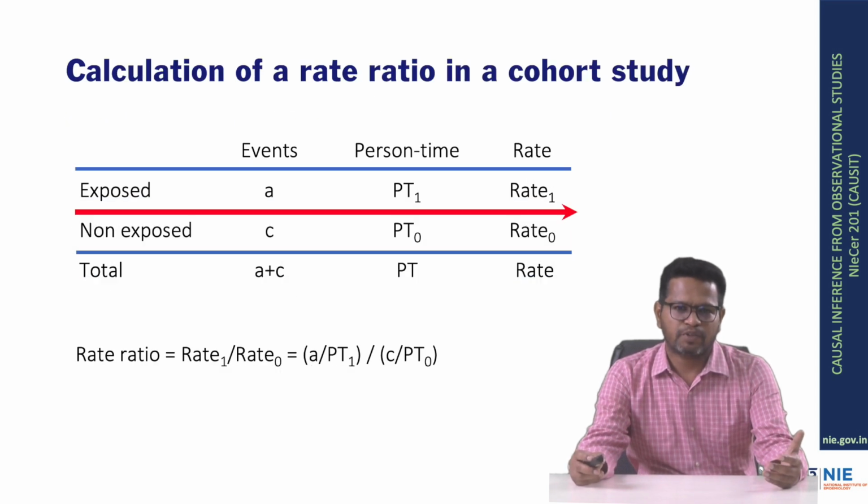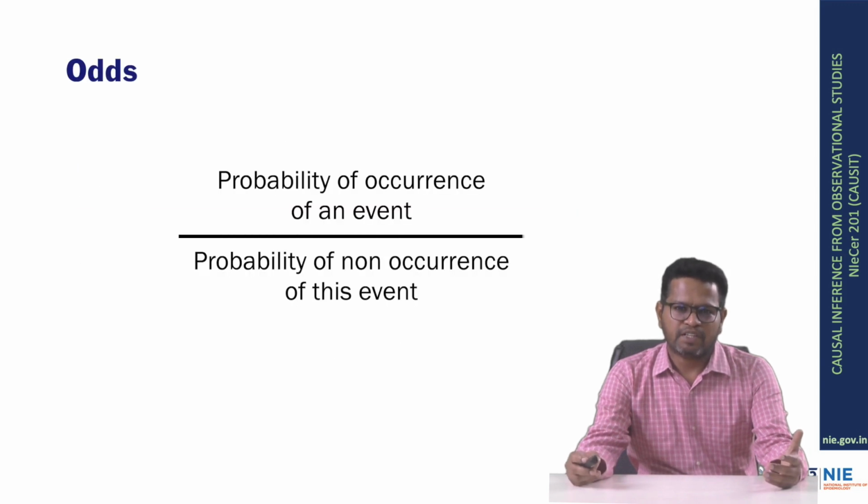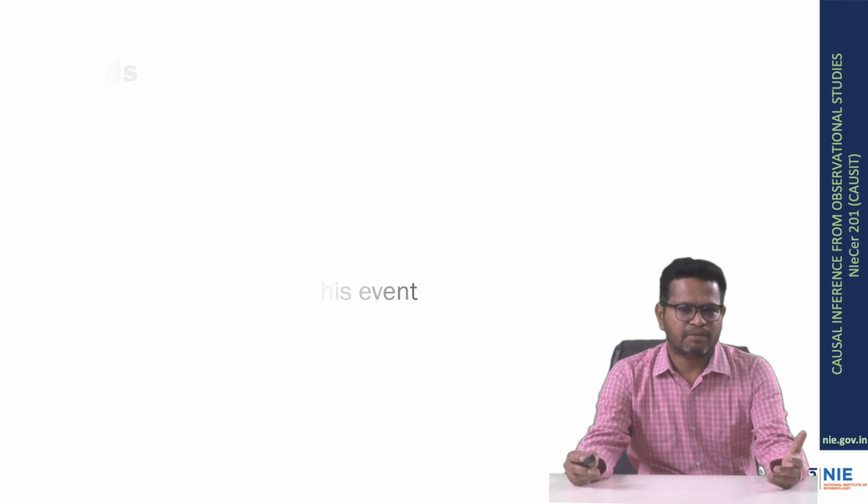In a cohort study, we could also measure the rate ratio. Person time is calculated by the sum of total time all individuals remain in the study without developing the outcome of interest. A rate is the number of new cases of a health outcome divided by total person time at risk for the population. Here the rate ratio can be calculated by dividing rate 1 among the exposed persons by rate 0 among non-exposed persons. Odds is the ratio of the probability of the event occurring to the probability of the event not occurring.